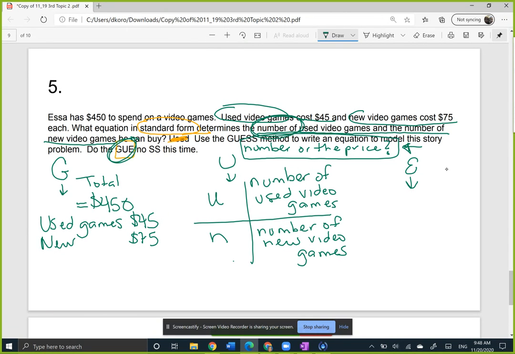is, well, I know that each used video game is $45. So in order to get a total price, when you go to the store, they're going to multiply the number of used video games you have by 45. That's how you're going to figure out how much you owe. If you only have one $45 video game, then they're only going to charge you $45. If you have 2 used video games, they're going to charge you $45 twice, which is $90.